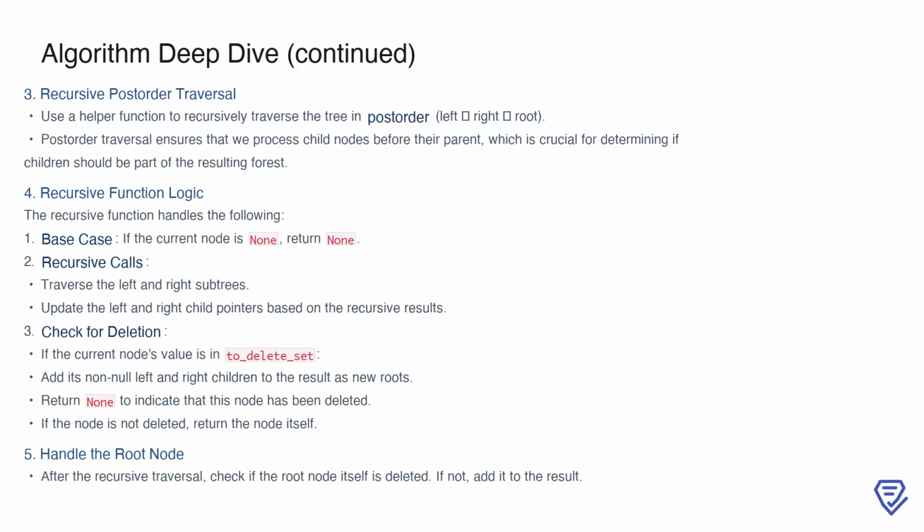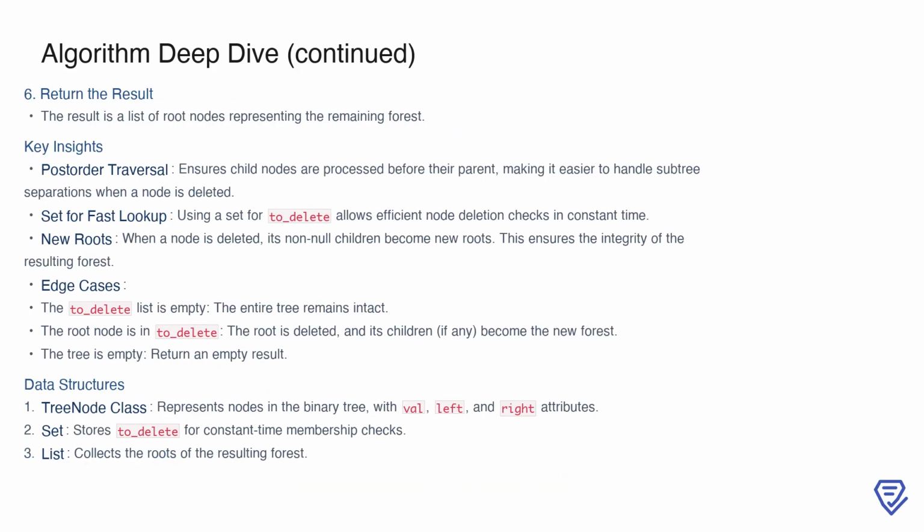node itself. Additionally, once the traversal is complete, we must also check if the root node itself has been deleted. If not, it is added to the result list. After completing the traversal, the result is a list of root nodes, each representing a tree in the remaining forest. Post-order traversal is key here because it allows us to manage subtree separations effectively when a node is deleted.